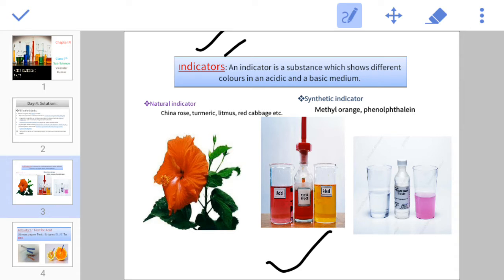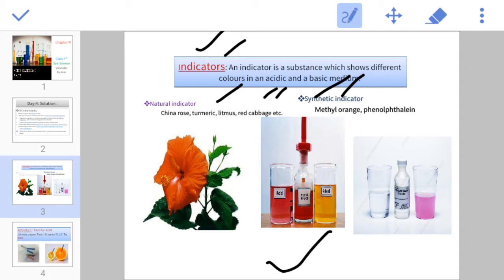So what are indicators? An indicator is a substance which tells whether the given solution is acidic or basic. But how can we know that? There is a change in color. There is a change in color whenever we use an indicator in an acidic medium or a basic medium.